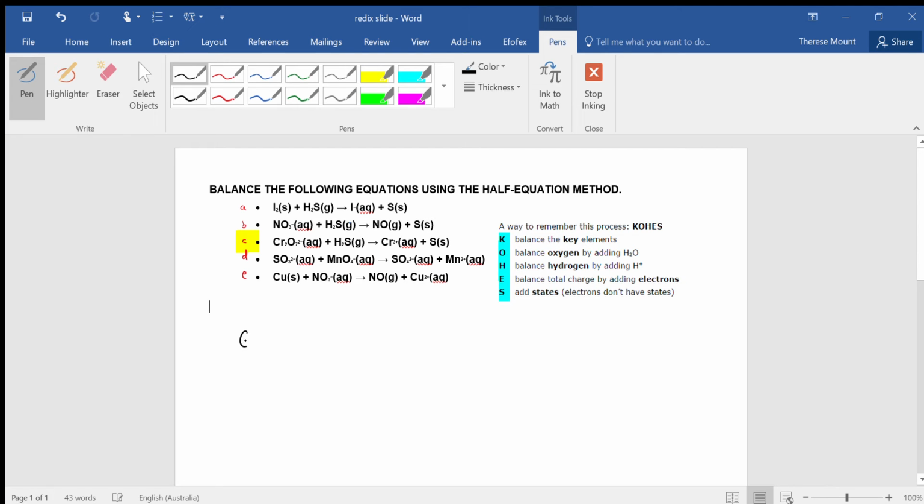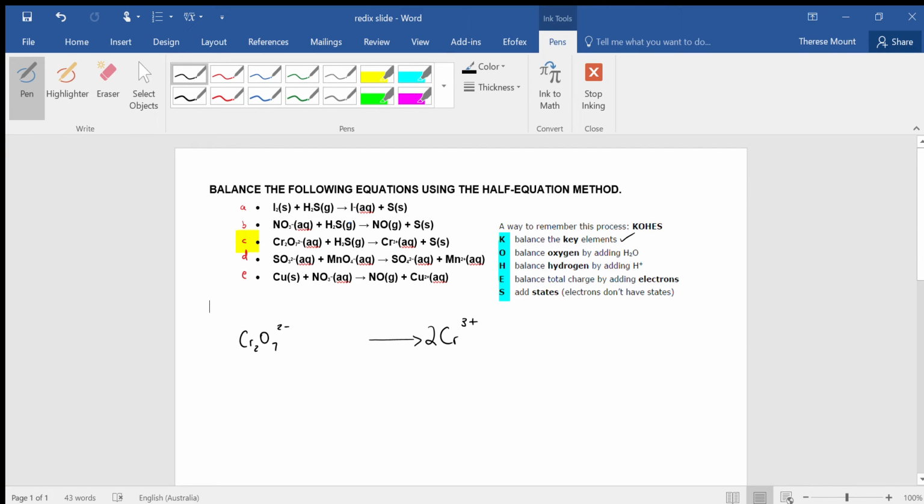So I've got chromium oxide here going to chromium 3+, and I'll start with this half reaction and balance this first. The first step is to balance the key elements. So I've got 2 chromium on this side, so I need to balance that. So 2 chromium, that's done.